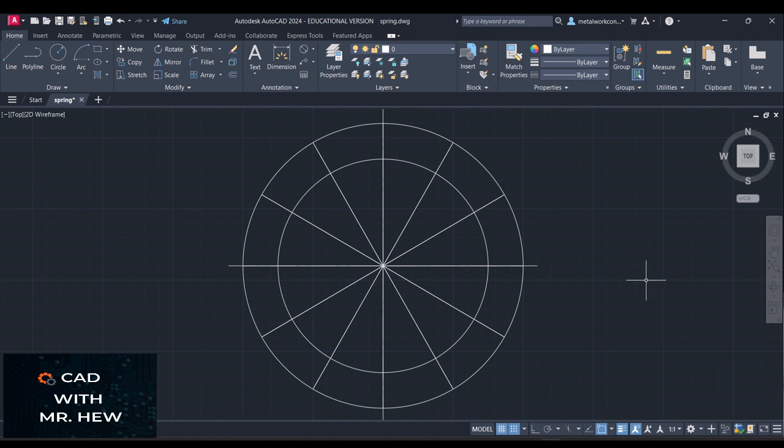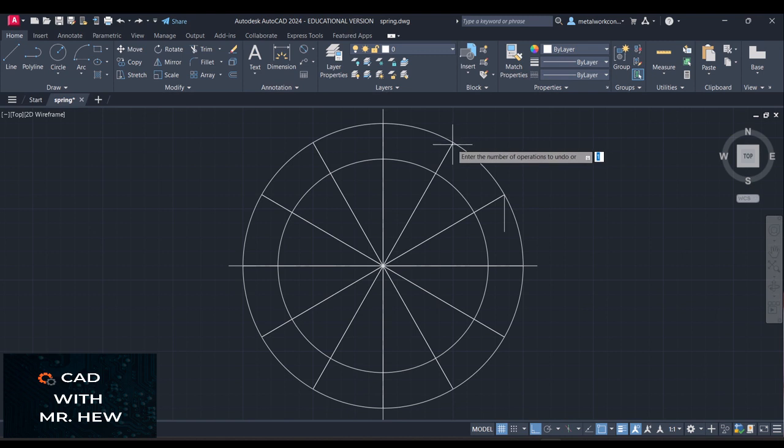The next step is to draw vertical lines from where the 12 lines intersect the circle that was drawn for the major axis. So we're going to go line, enter, line. Oh, that one wasn't done properly.